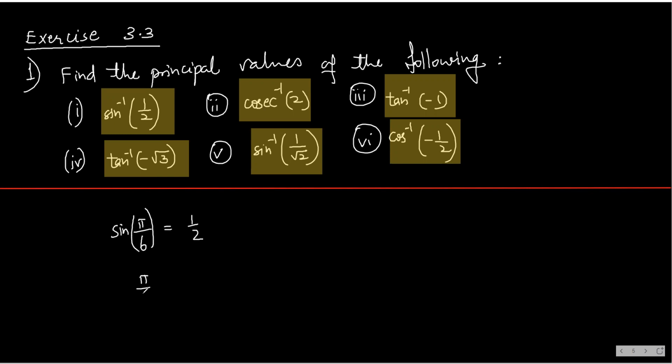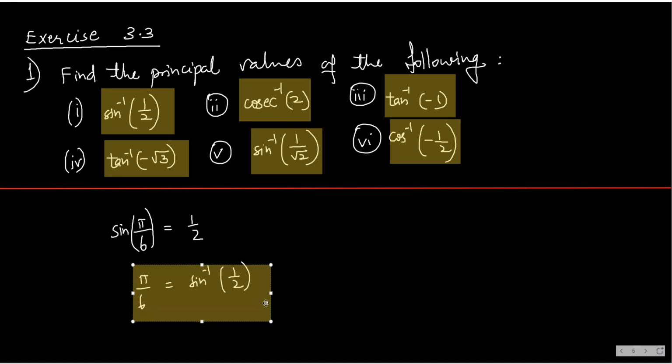So what is pi by 6? It is sine inverse of 1 by 2. So just see here that sine inverse of 1 by 2 is equal to pi by 6. What is sine inverse of 1 by 2? It is an angle. And what is that angle? That angle is pi by 6. Sine inverse of 1 by 2 is equal to pi by 6.